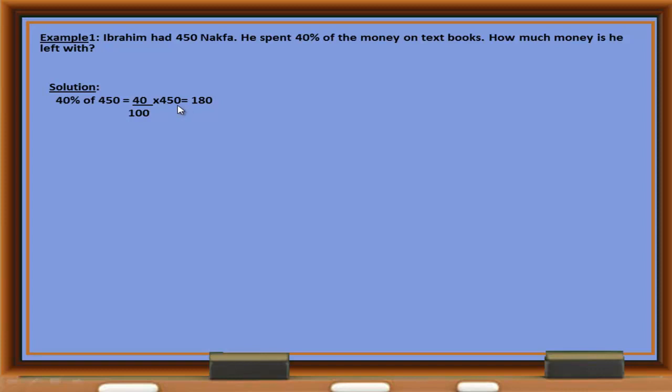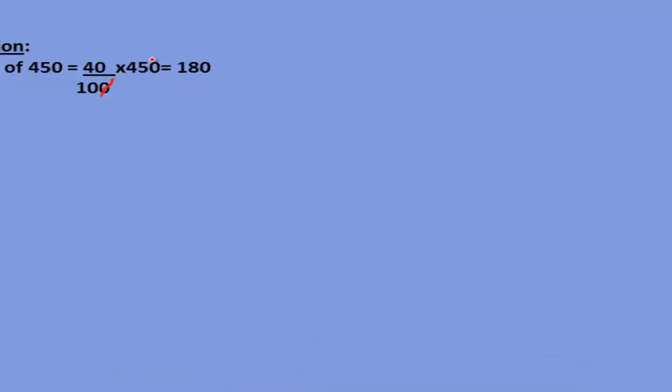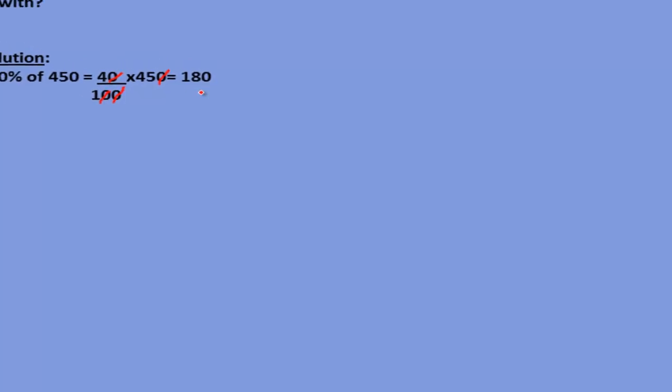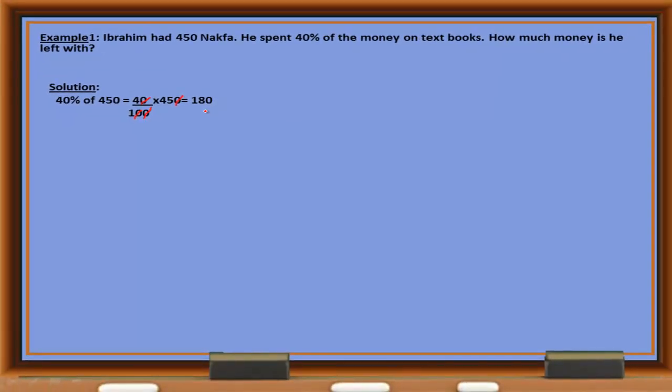Times 450. Then this 0 will be simplified with this 0. This 0 will be simplified with this 0. 4 times 45 is 180. Therefore, he spent 180 nafa and he is left with 450 minus 180, 270 nafa.